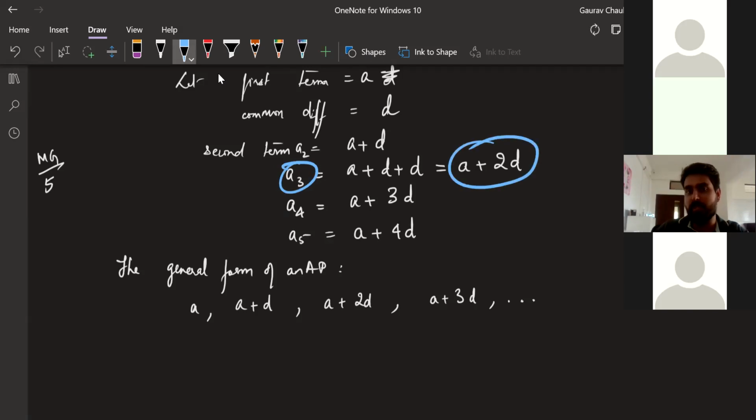A3 is A plus 2D. A2 is A plus 1D. A4 is A plus 3D. A5 is A plus 4D.